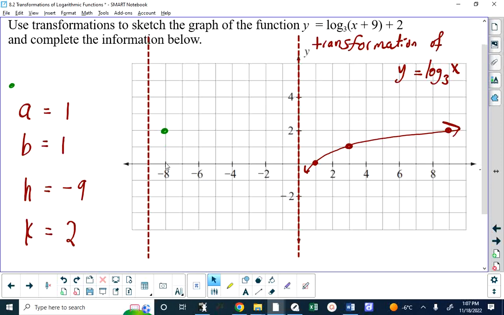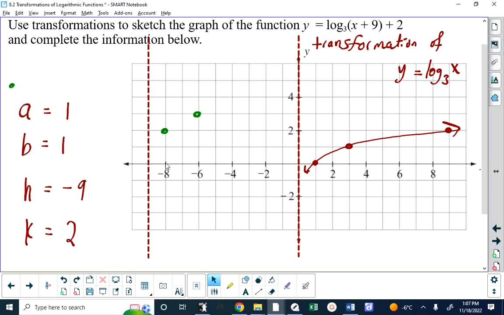If I take this point and I move it 9 to the right, look, I'm not even going to count what that is. It's going to be 1 above the axis and 3 away from the asymptote, and I move it up 2. And, whoops, yeah, that's right.